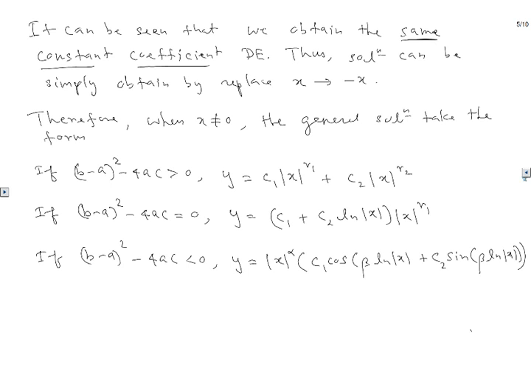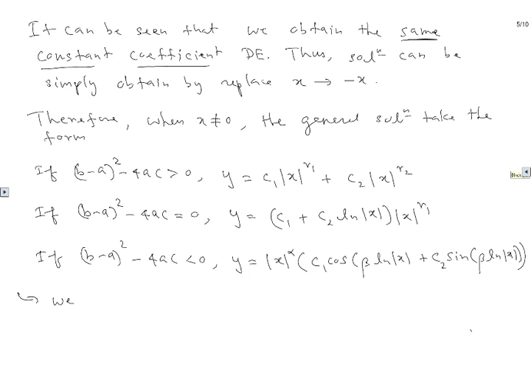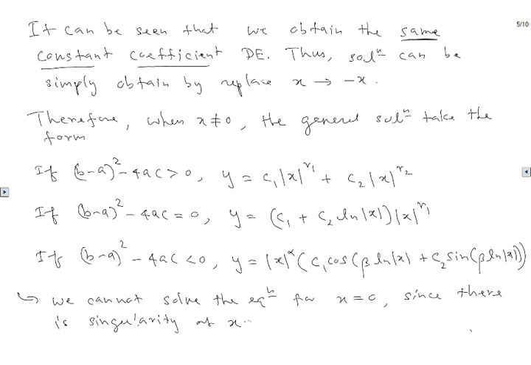And then I'm gonna put a small note here. So we cannot solve the equation for x equal 0, since there is a singularity at x equals 0. We can discuss later what a singular point means. So that's the end of the theory part.